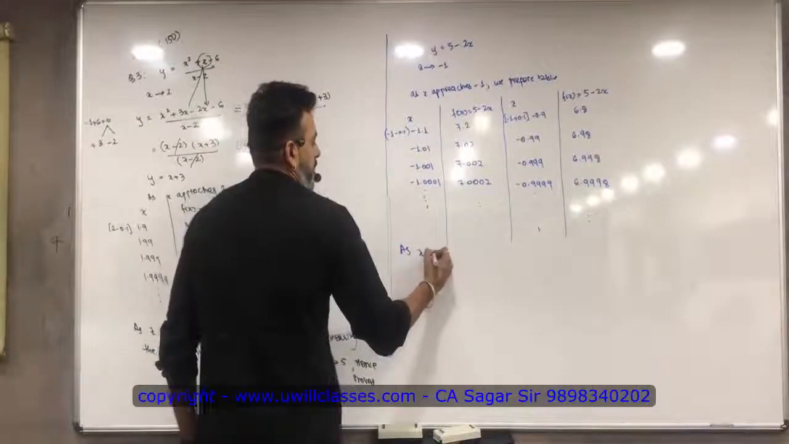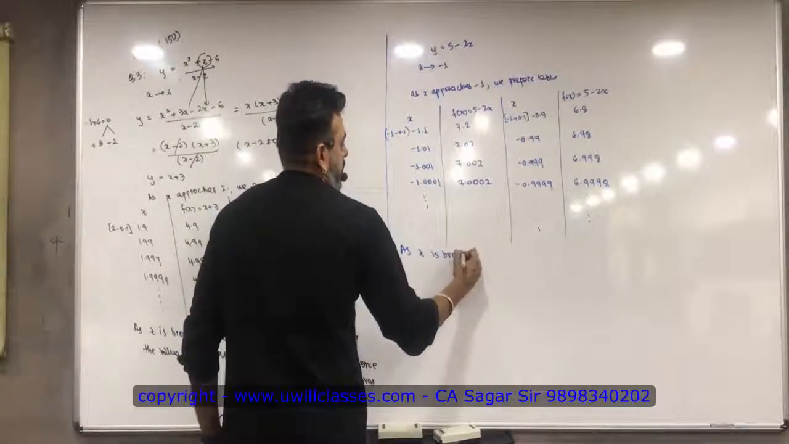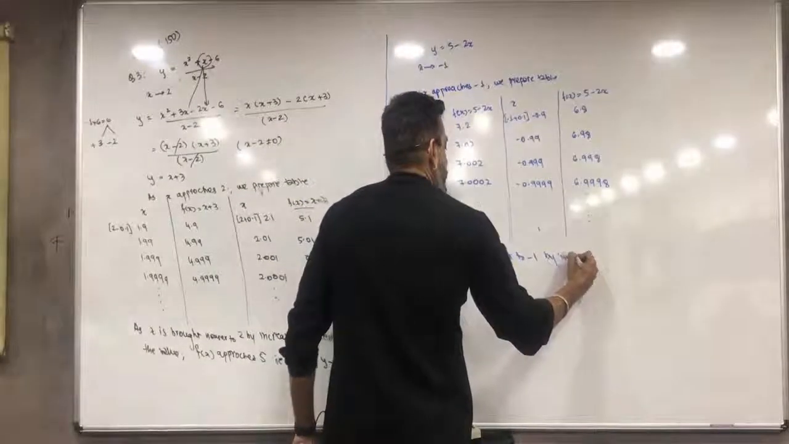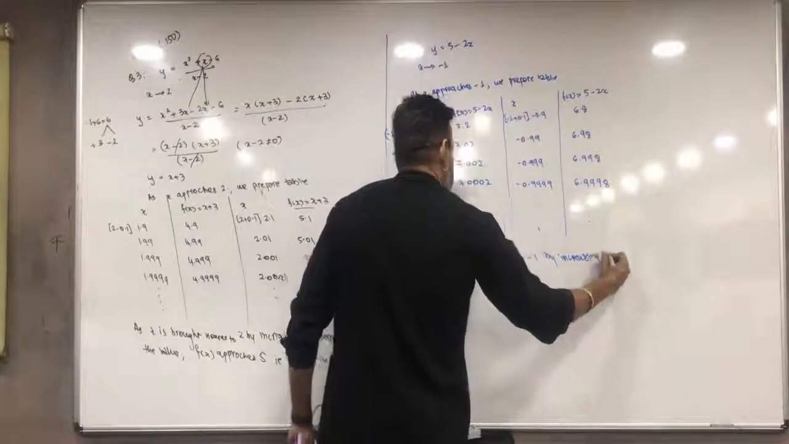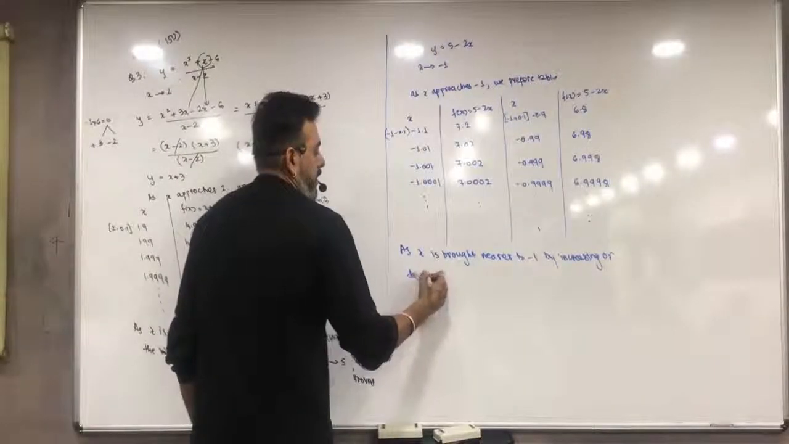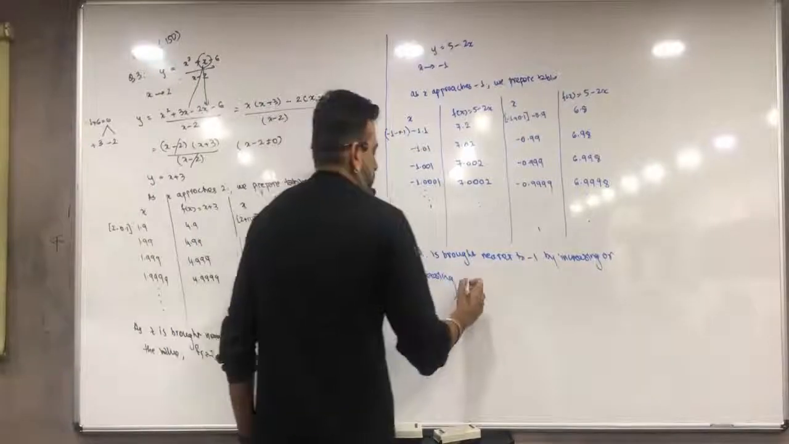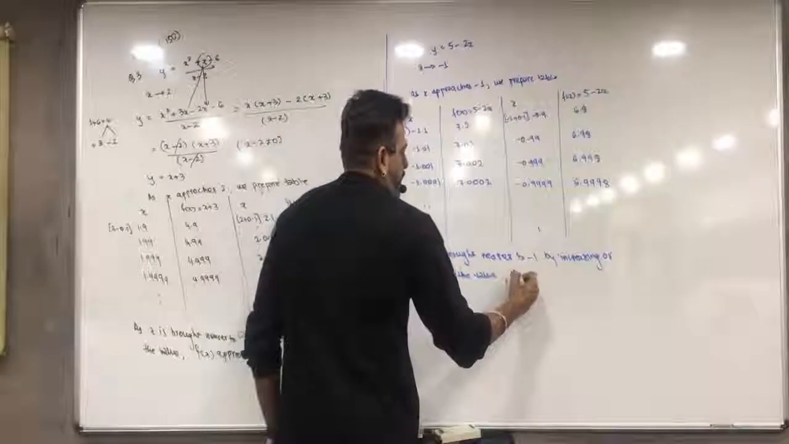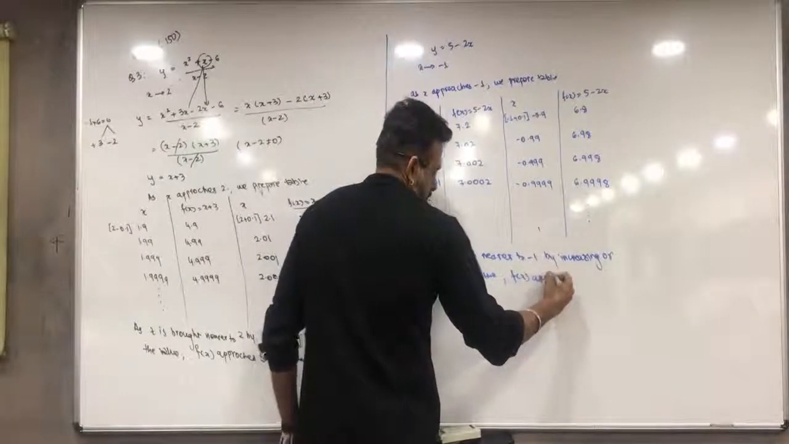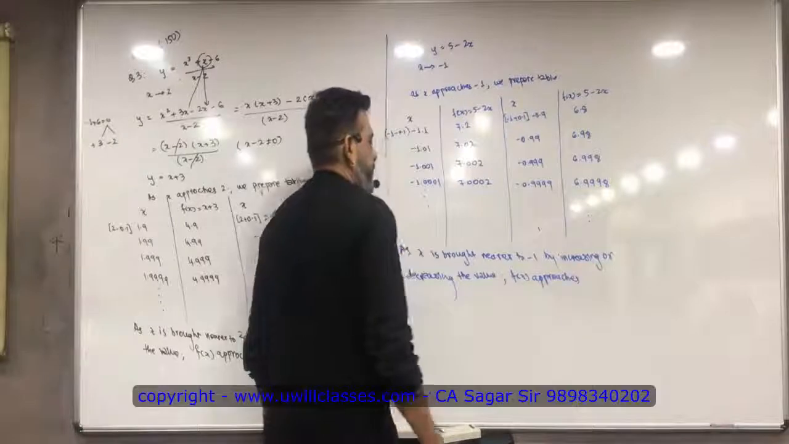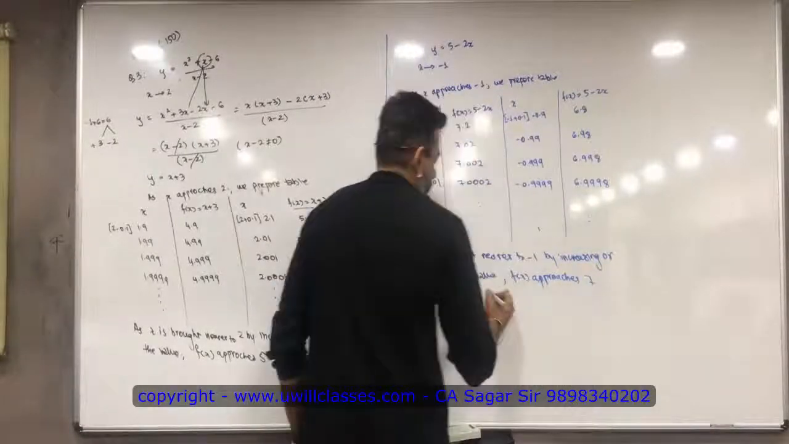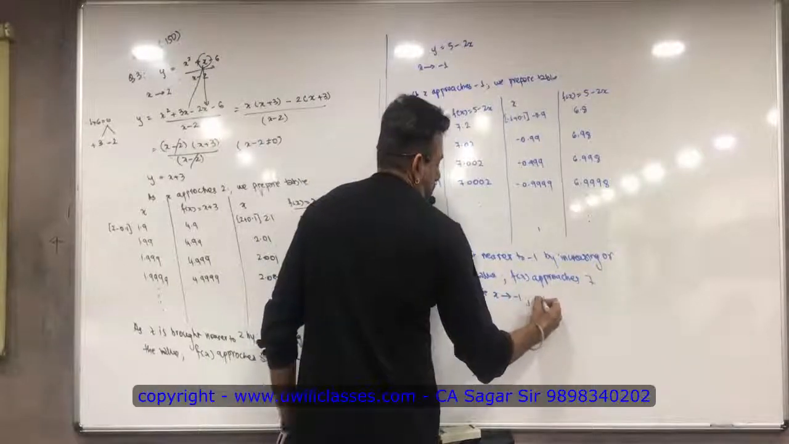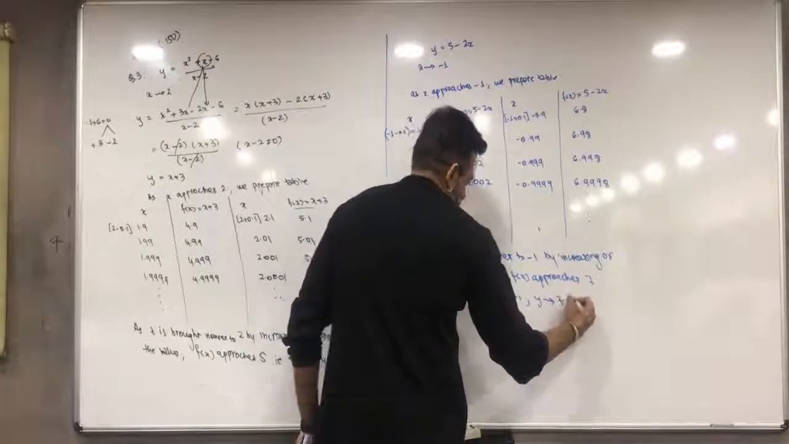As x is brought nearer to minus 1 by increasing or decreasing the value, f of x approaches 7, that is, as x tends to minus 1, y approaches 7. Hence proved.